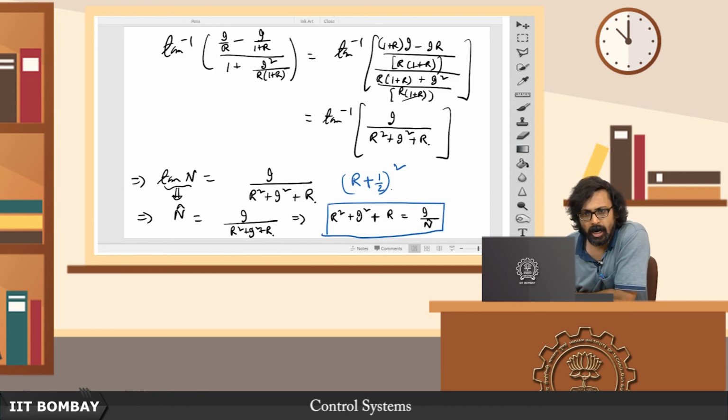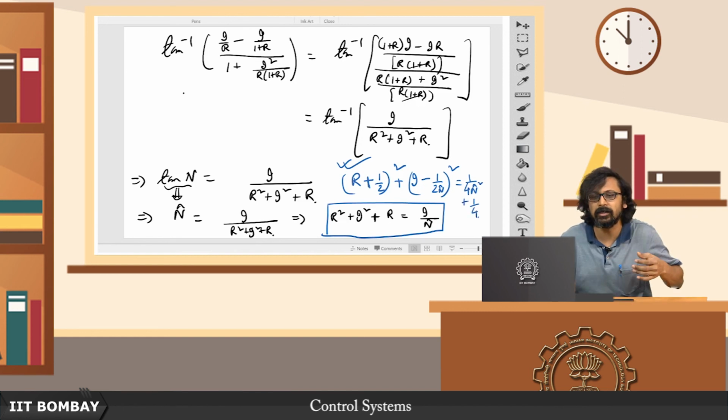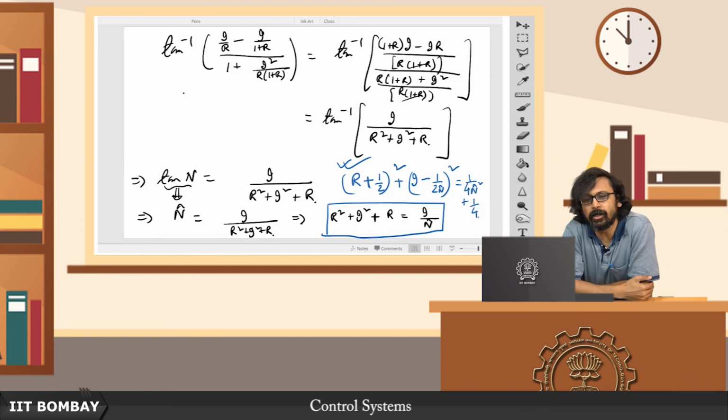Yes, r plus half whole squared, and of course with the imaginary part you will have 1 by 2n, I suppose, minus 1 by 2n hat whole squared, which will be equal to 1 by 4 n hat squared plus 1/4. So, I have managed to derive the so-called n circle equation.